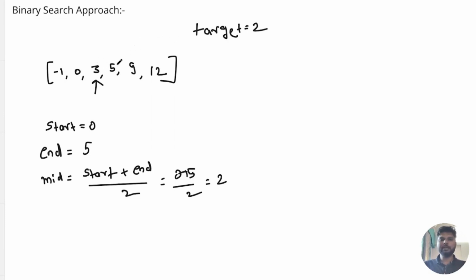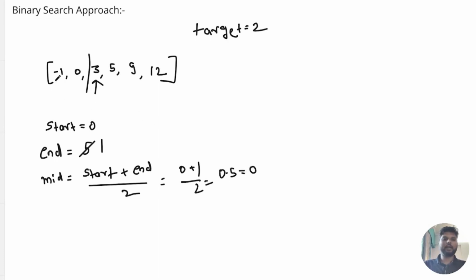So the element will exist in this half of the array, right? Because 3 is greater than 2. Now we will move end to mid -1. So end will become 1. Now let's calculate mid again. So now the mid becomes 0 plus 1 divided by 2, which gives us 0.5, which is equal to 0, right?